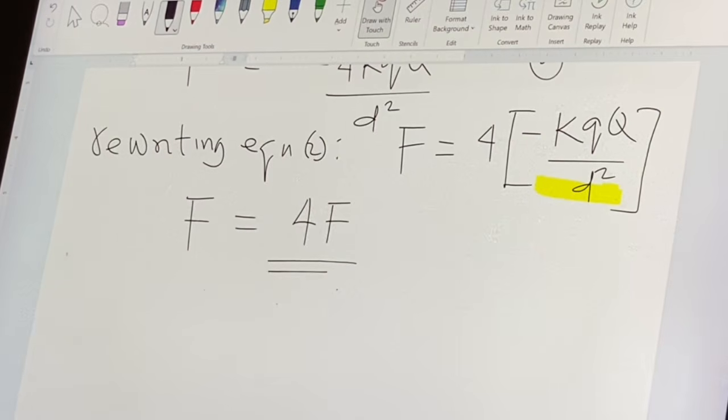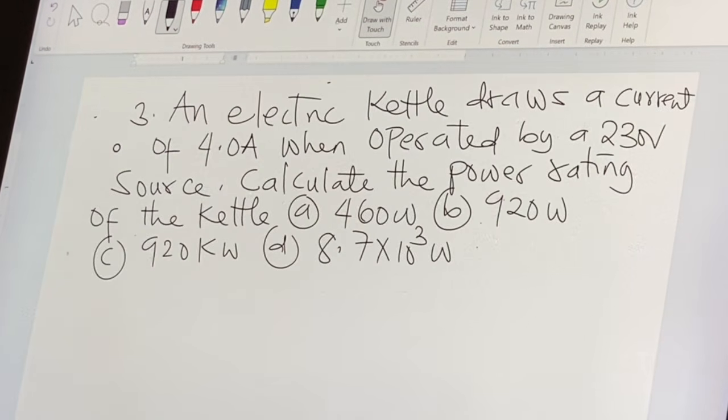Okay, let's solve the next question, question 3. They said an electric kettle draws a current of 4.0 amp when operated by a 230-volt source. Calculate the power rating of the kettle. The options are given to us here.